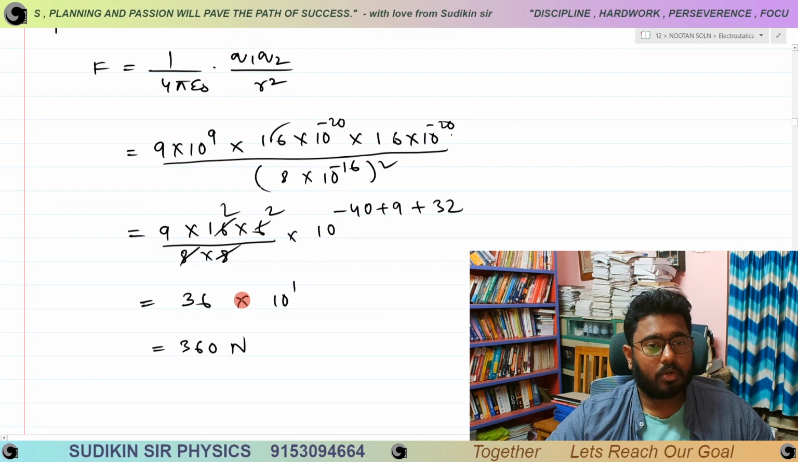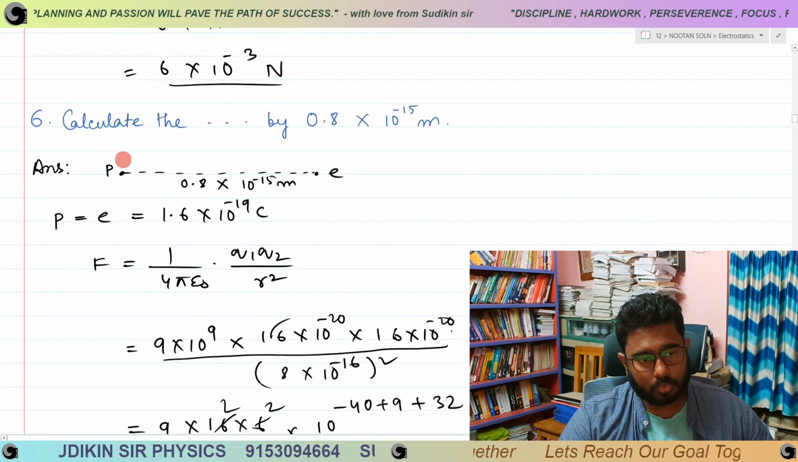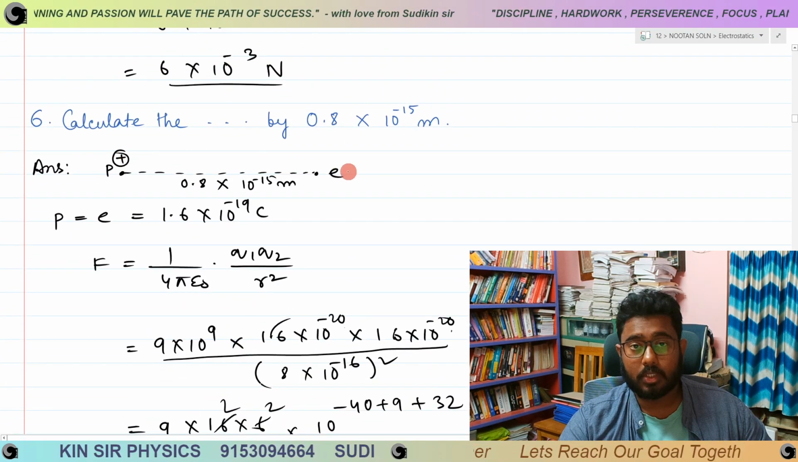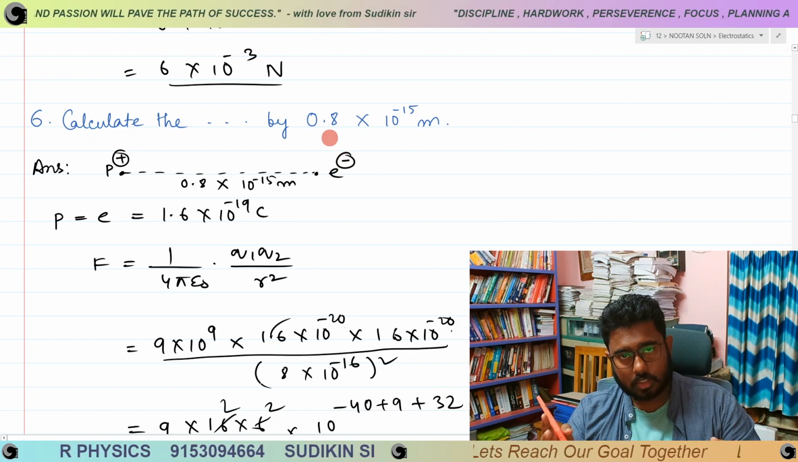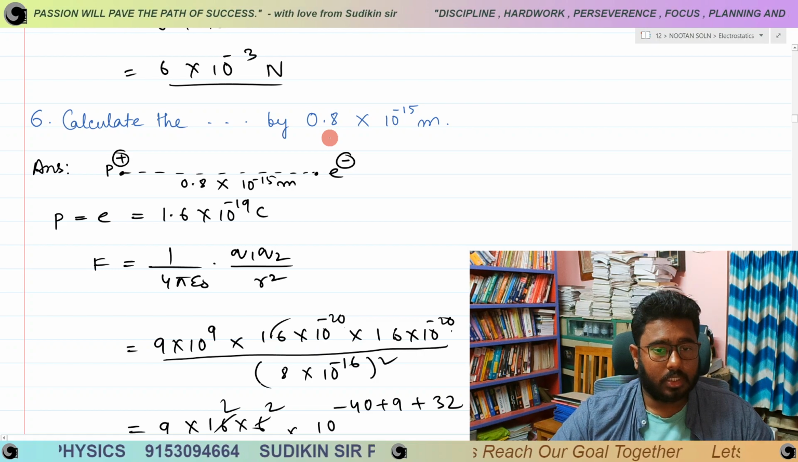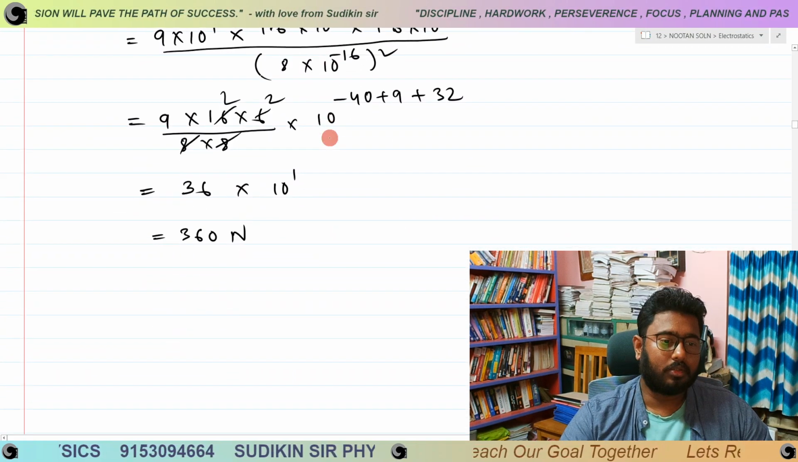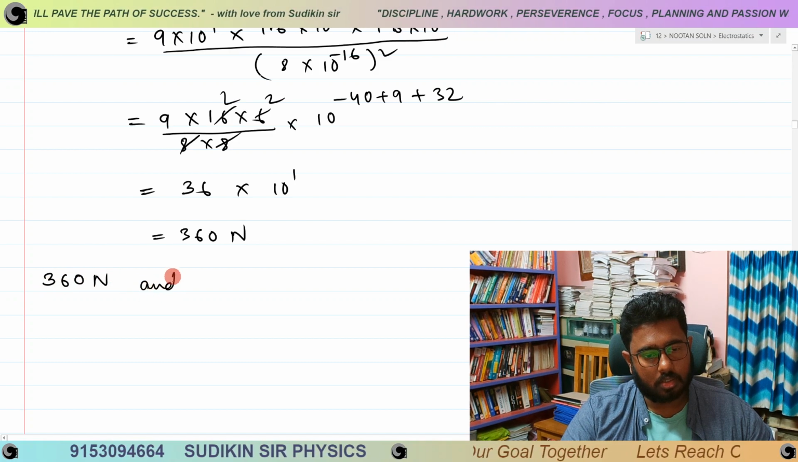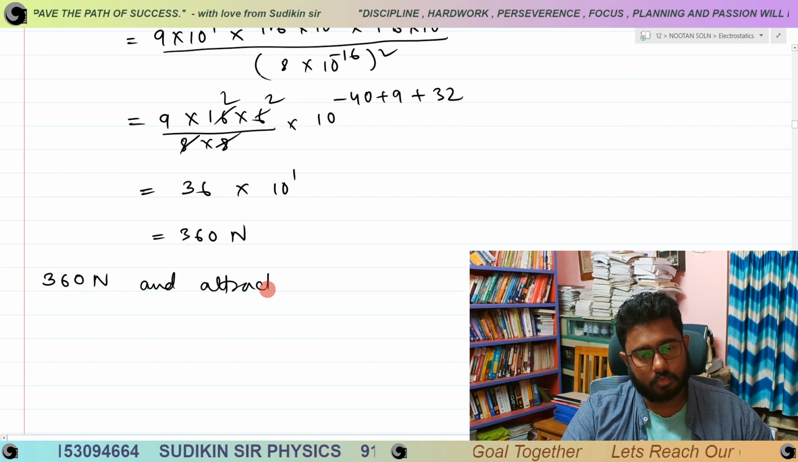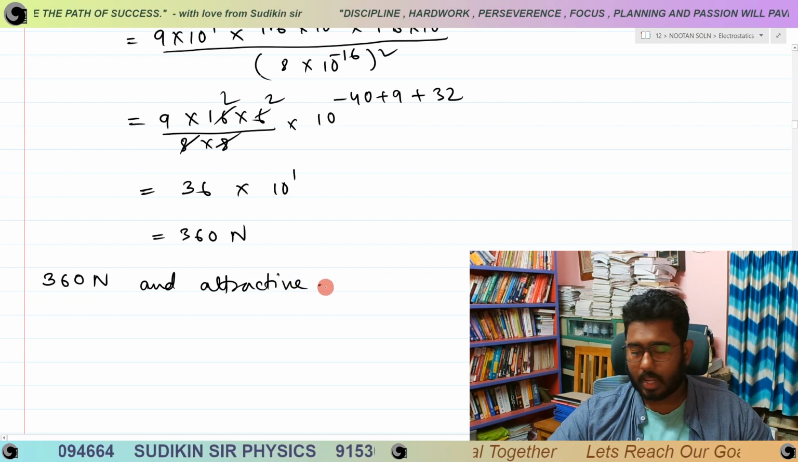Now, what will be the nature of the force? See, this is a proton. Proton is positively charged. This one is electron. Electron is negatively charged. So as they are oppositely charged, they will attract each other. So the nature of the force will be attractive. So that will be 360 Newton and attractive. Okay, 360 Newton and attractive in nature.